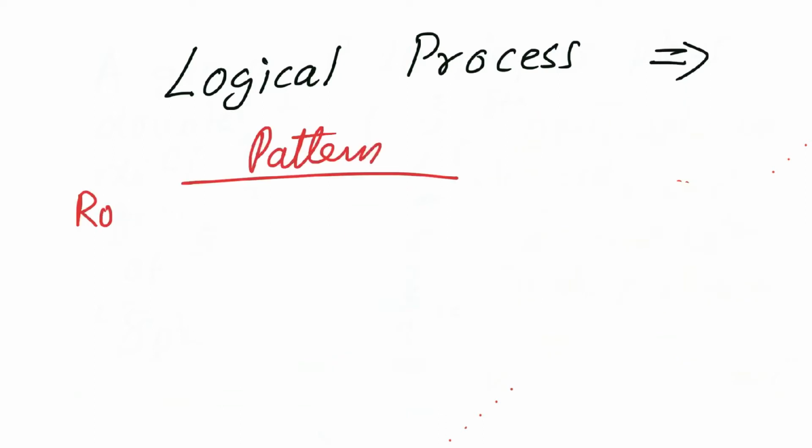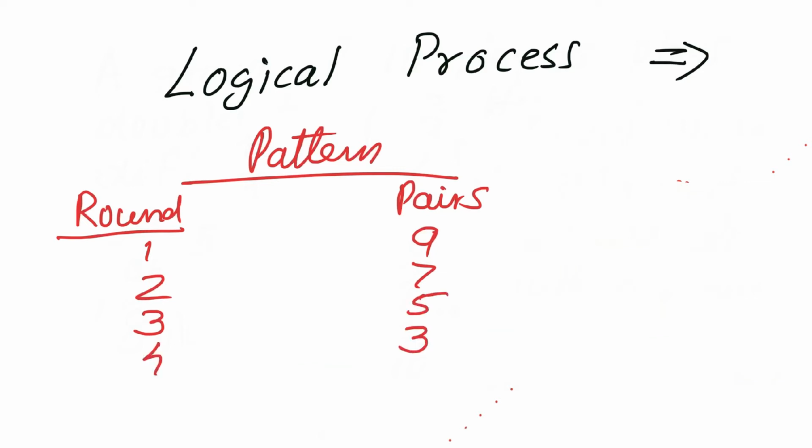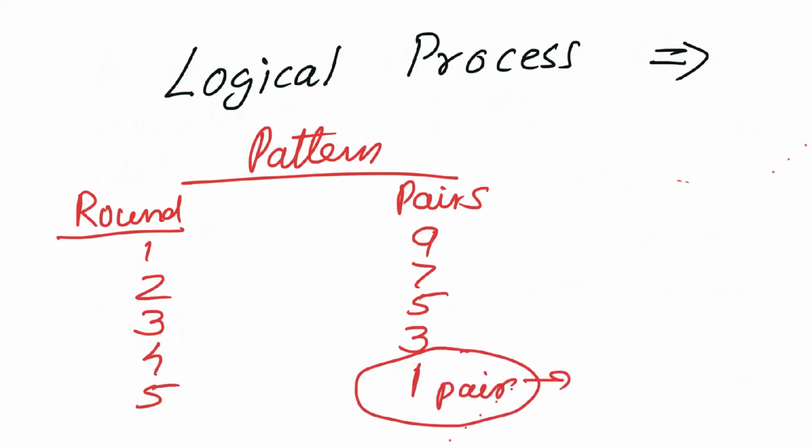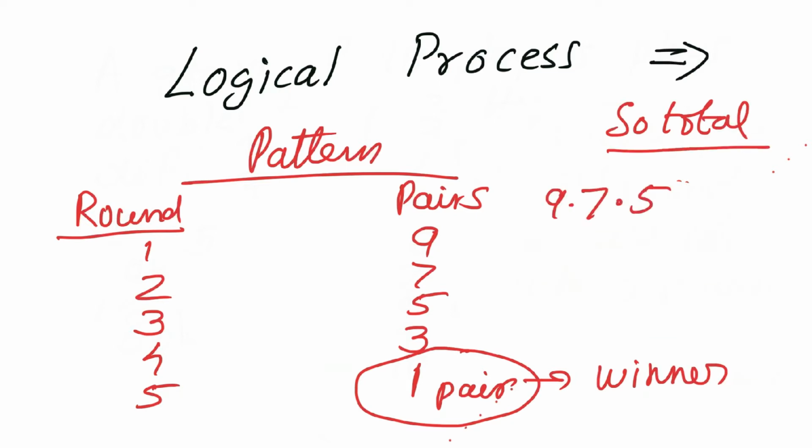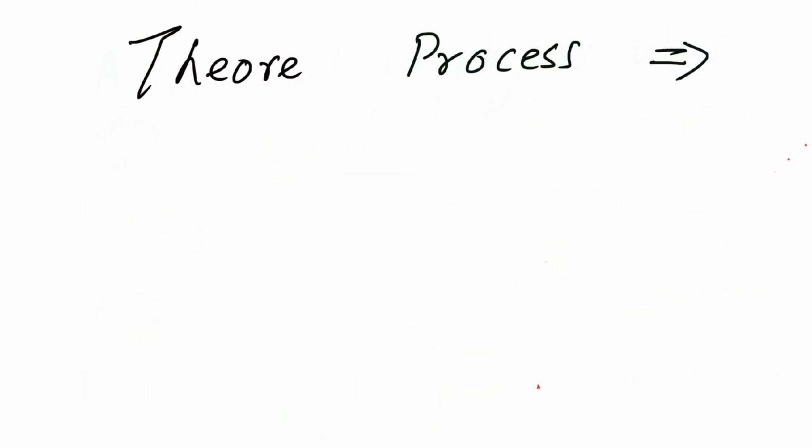So interestingly, a very solid pattern is emerging. That is first round, 9 pairs. Going on to the 5th round, there's 1 pair, and that pair, of course, is the winning pair. So the answer would be 9 times 7 times 5 times 3, which of course would be 945 different ways of getting a pair. Now we are looking at the theoretical process.